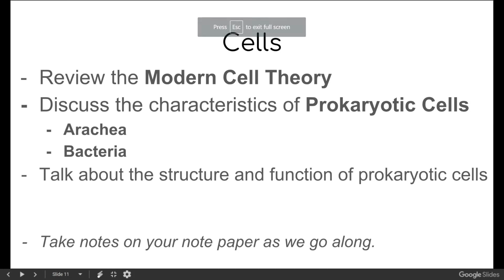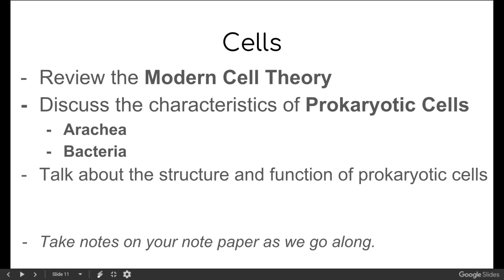So today we are going to be taking notes on cells. Before we begin taking notes, I'm going to review with you the modern cell theory. When I'm done reviewing the modern cell theory, then we're going to start to discuss the characteristics of prokaryotic cells. At that point, you're going to start taking notes on your paper.